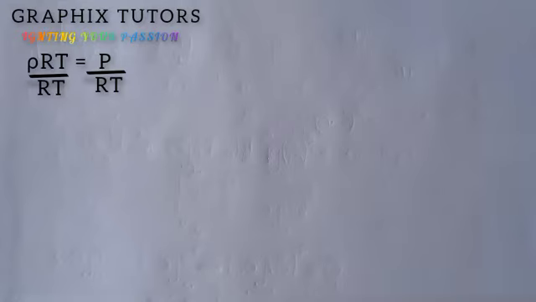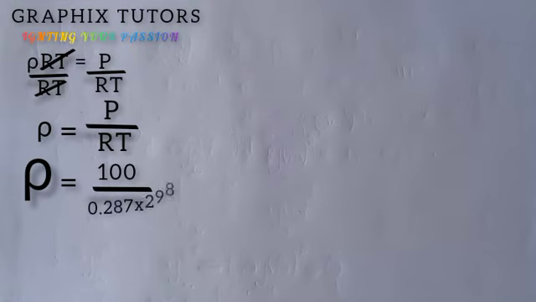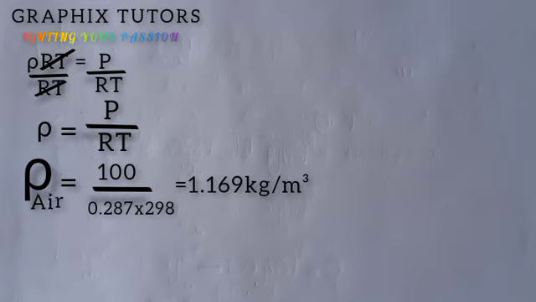Now divide both sides by RT, you'll have the density times RT divided by RT equal to the pressure over RT. Now the RT cancels on the left hand side, and we have density equal to pressure over R times T. Now if you put in your parameters, your data, density will be equal to the pressure, which is 100, all over the gas constant, 0.287, times the temperature in Kelvin, that is 298, and that will give us 1.169 kilogram per meter cube.